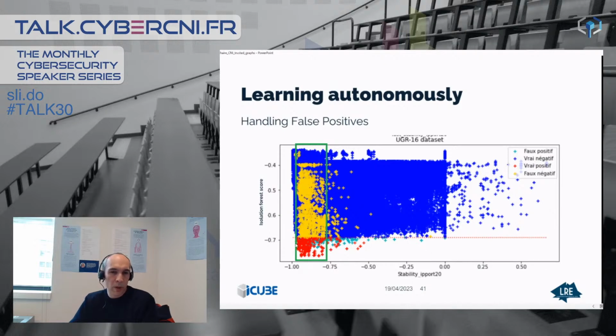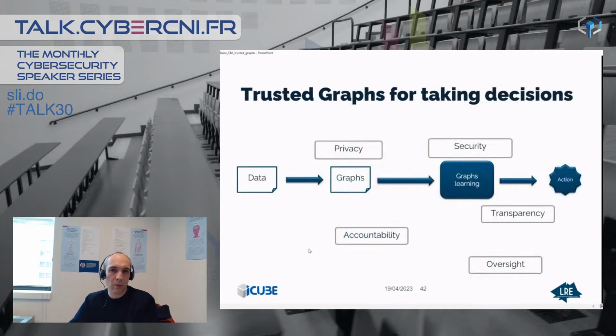So we have a criterion that enables us to filter beyond the detection capability, to filter out the false positives, and to keep true positives only, while decreasing the alert flood.